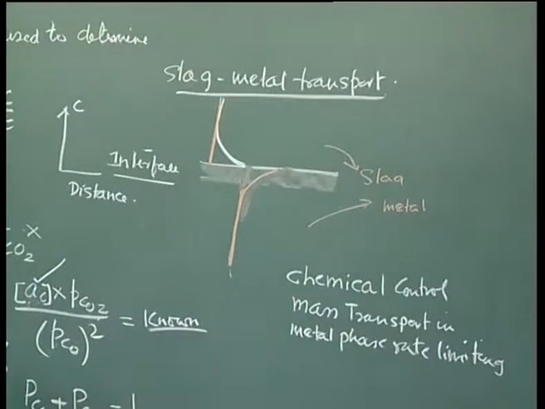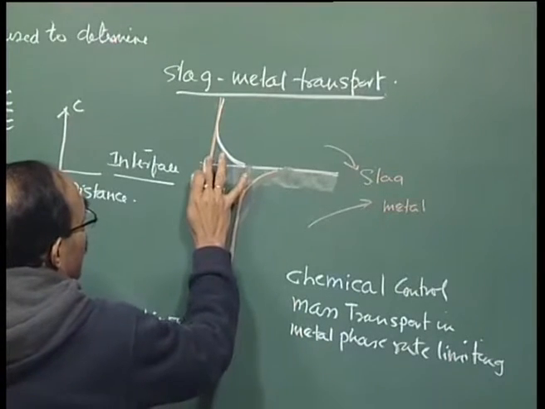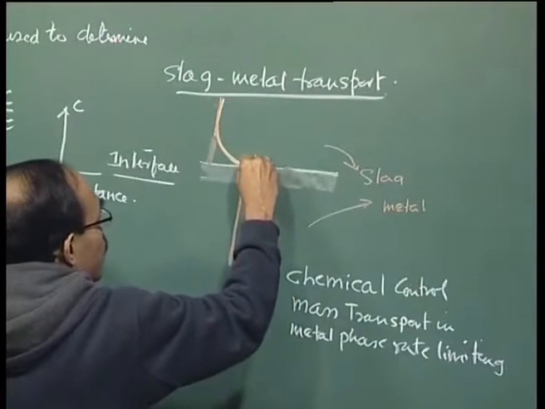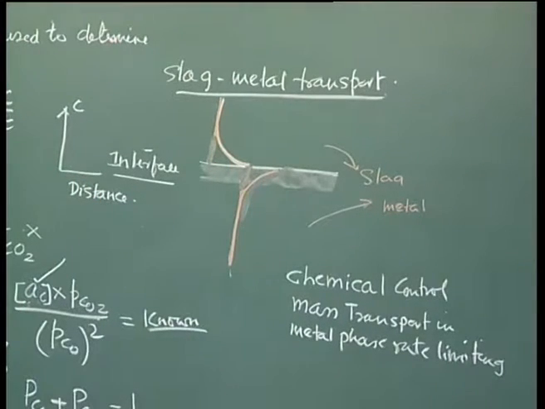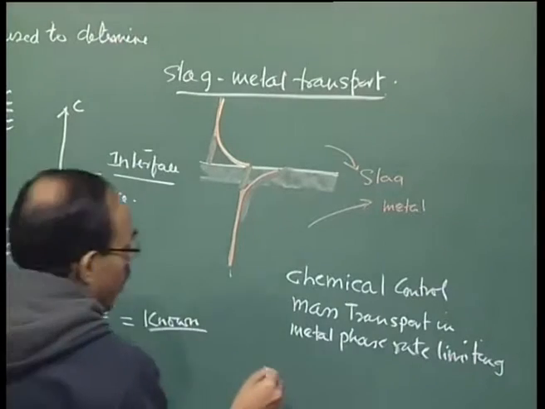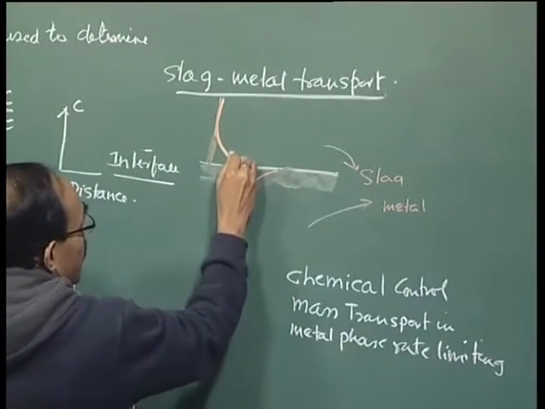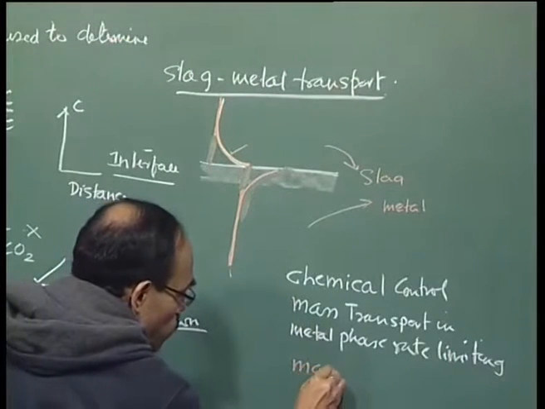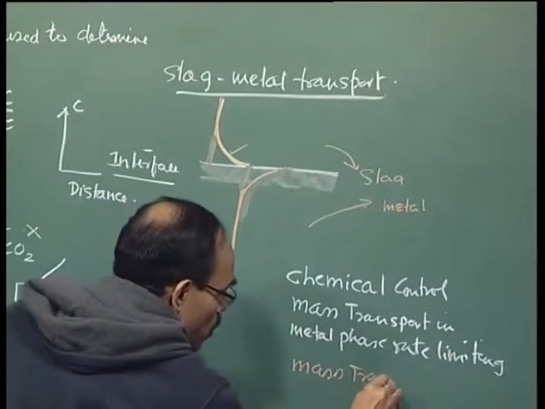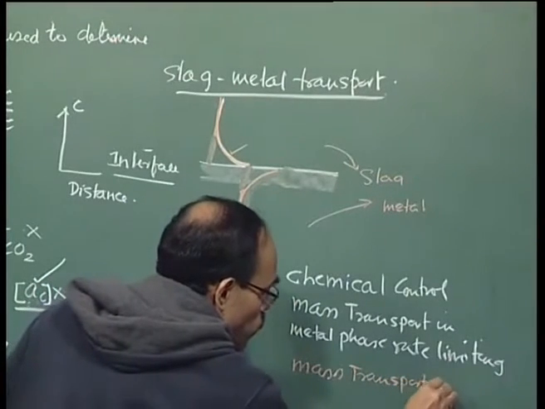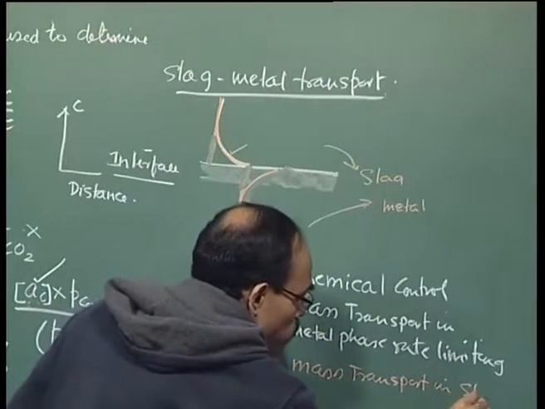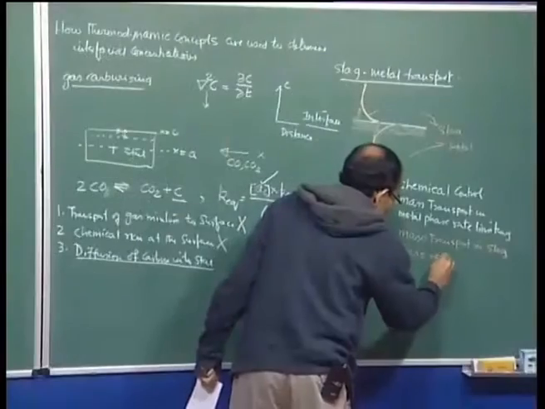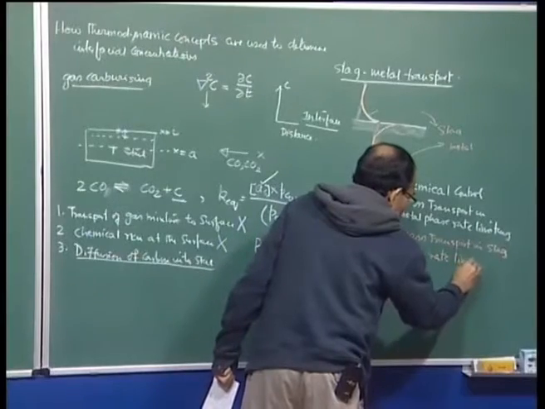And if I say that the line goes like this, then I would say this is also a case of mixed transport control. I would say this essentially represents mass transport in slag phase rate limiting.